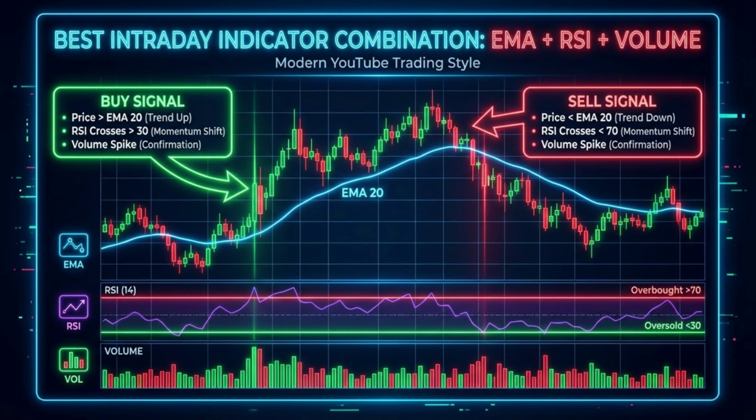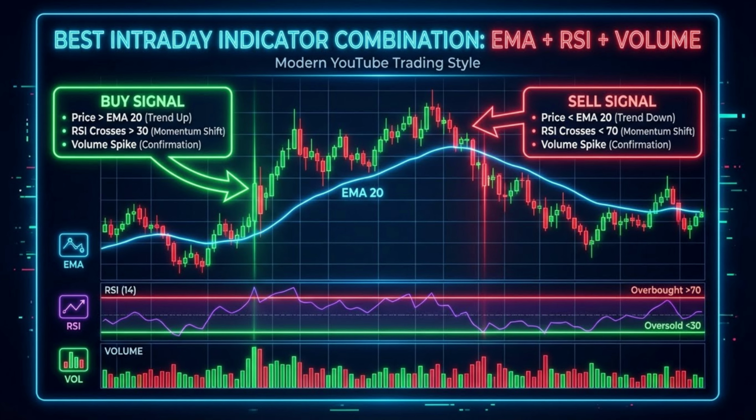A buy setup forms when RSI moves up from the oversold zone above 30, indicating increasing bullish momentum, while a sell setup forms when RSI turns down from the overbought zone below 70, signaling weakening momentum. Volume acts as confirmation. An increase in volume during a breakout or reversal suggests stronger participation and improves the reliability of the signal.